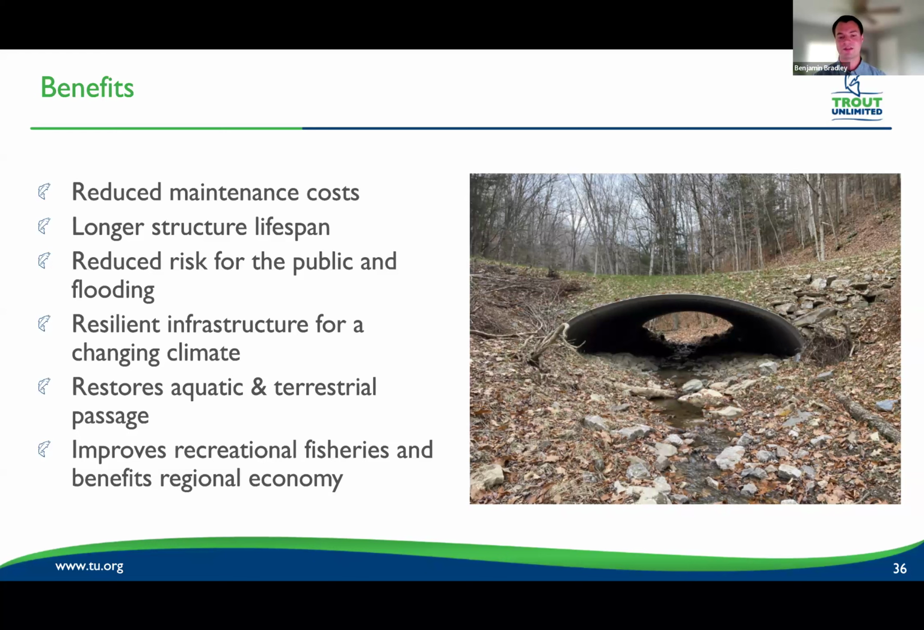And then you start looking at aquatic and terrestrial passage. If you started factoring in money that can be saved to taxpayers by not getting in accidents with deer, not hitting wildlife, the cost benefit probably swings way to the benefit side of these structures, and it's probably not even close anymore. And if you want to dig even deeper, you can start looking at improving recreational fisheries and benefits to the regional economy. If you want to catch a 20-inch brook trout, you need a connected watershed. If we get 20-inch brook trout in Virginia, people are going to start coming from all over to catch those big fish. But the only way to get there is to really start removing these barriers.